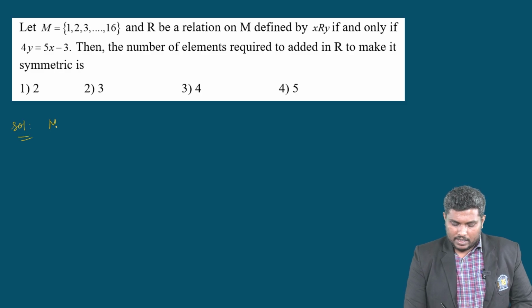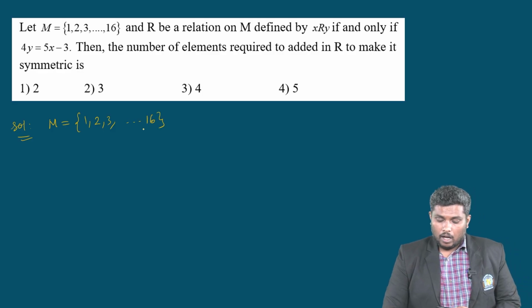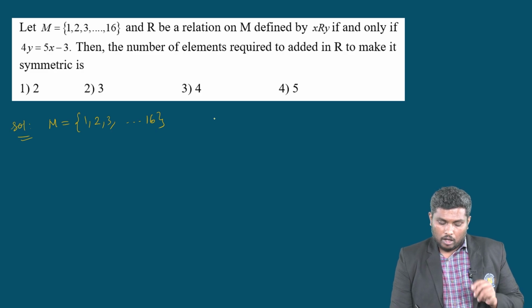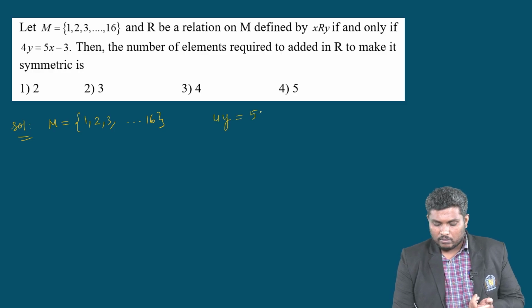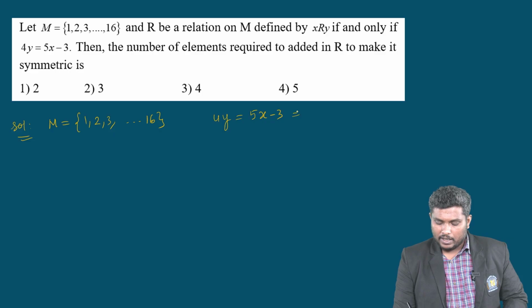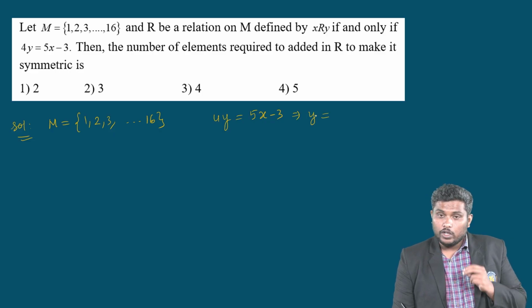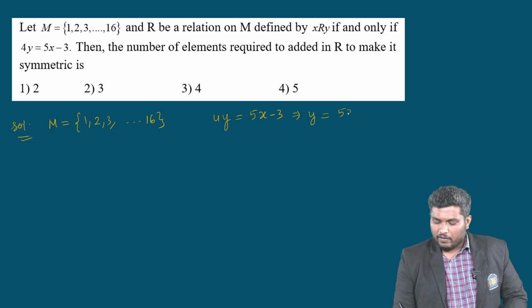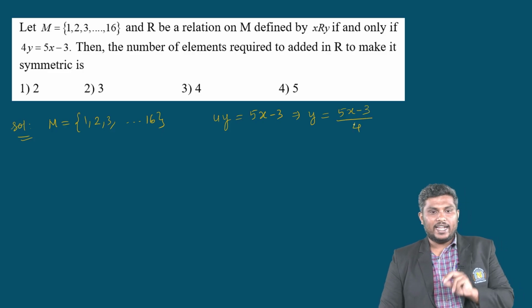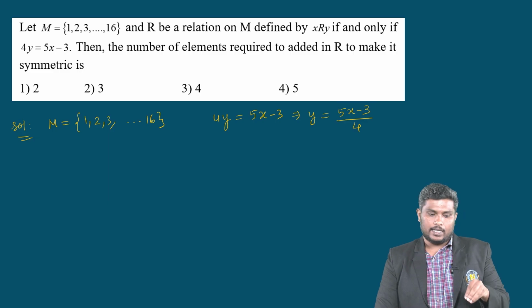So M is the set of numbers 1, 2, 3, and so on till 16. And how is the relation defined? It is defined that (x, y) belongs to R if 4y is equal to 5x minus 3. This implies that for whatever value you pick for x, 5x minus 3 should be a multiple of 4, and both x and y are from the same set M.